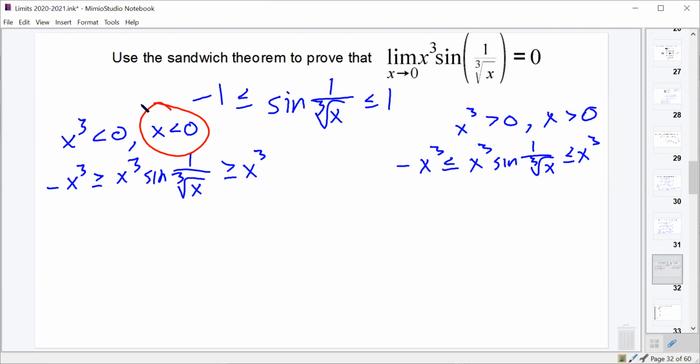I can only take a left-hand limit of negative x cubed because I don't have an open interval on both sides of 0. I only have an open interval to the left because the only x values that are valid for this inequality are the negative x values. So I can say that the limit as x approaches 0 from the left of negative x cubed is 0, which is the same as the limit as x approaches 0 from the left of x cubed.